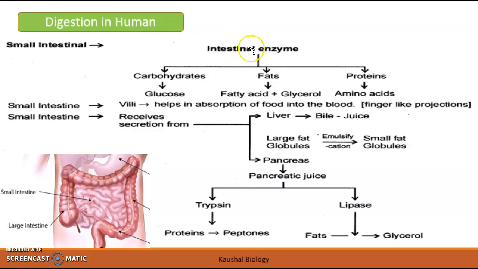So see again, in the small intestine final digestion is taking place, carbohydrate into glucose, fat into fatty acid and glycerol, protein into amino acids. Now small intestine के अंदर दो तरह से secretion आता है, liver भी secrete करता है, pancreas भी secrete करता है. So small intestine is receiving the secretion from the liver as well as pancreas. Liver क्या secrete करता है? Liver secretes the bile juice.